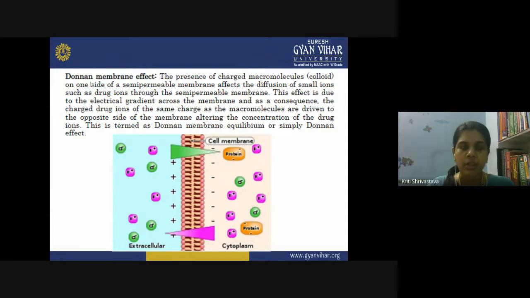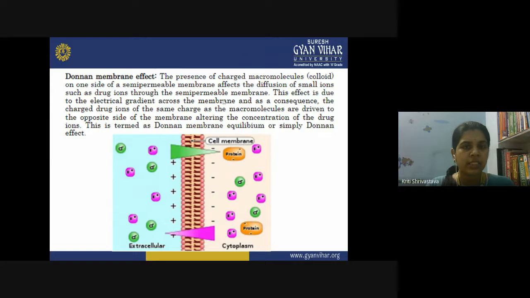This is also a consequence of the electric charges present on the colloidal surface. So the presence of charged macromolecules, that is the colloid, on one side of a semi-permeable membrane affects the diffusion of small ions such as drug ions through the semi-permeable membrane. Here we have taken an example of a biological system. This cell membrane is basically a semi-permeable membrane, and when the macromolecules are present in excess on one side of this membrane, they will affect the simple diffusion of the smaller ions.